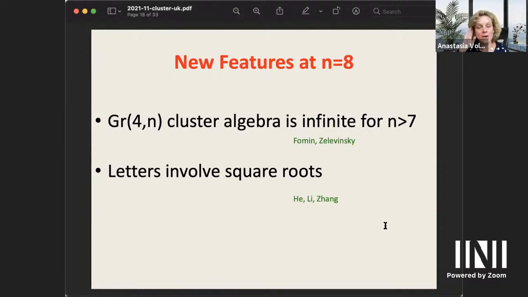Of course, you very well know that when n is greater than 7, for Gr(4,8), the cluster algebra is infinite. And for amplitudes, if you look at them, there's only a finite subset that appears. So we'd like to describe them. Number two is that usually when we talk about cluster algebras, the letters involved are rational functions of the initial coordinates. But here in amplitudes, we have letters that involve square roots. So these are two new features that have been the focus of people's attention in the last 2 years, and we would like to understand this.